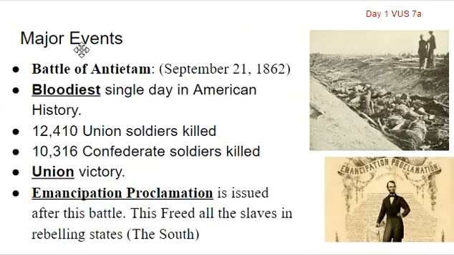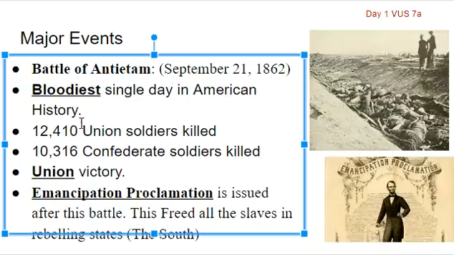One of the most important battles of the war was called the Battle of Antietam. This happened on September 17th, 1862, and this is the bloodiest single day in American history. They call it the bloodiest because it's the day that most people died. On this single day alone, the Union had 12,410 people killed, whereas the Confederates had 10,316. So combined, this is over 22,000 people killed in one day from this battle.